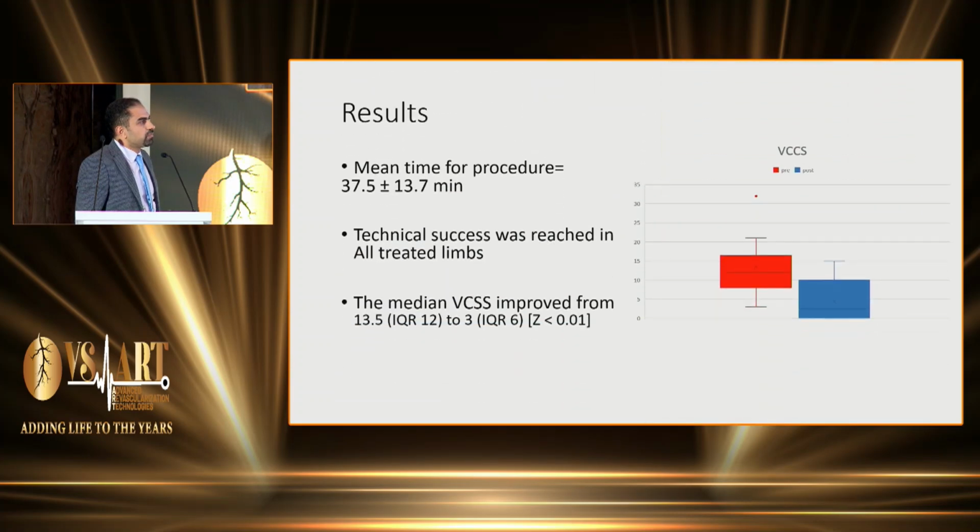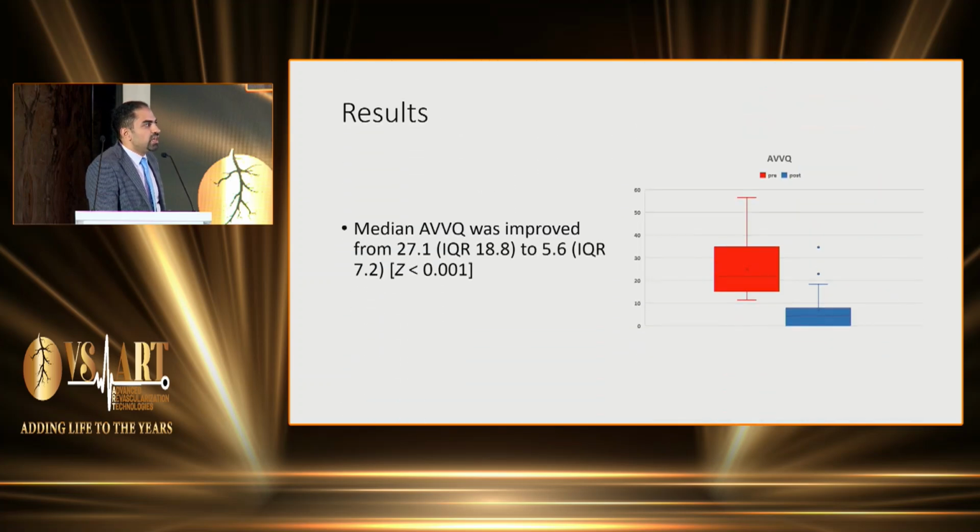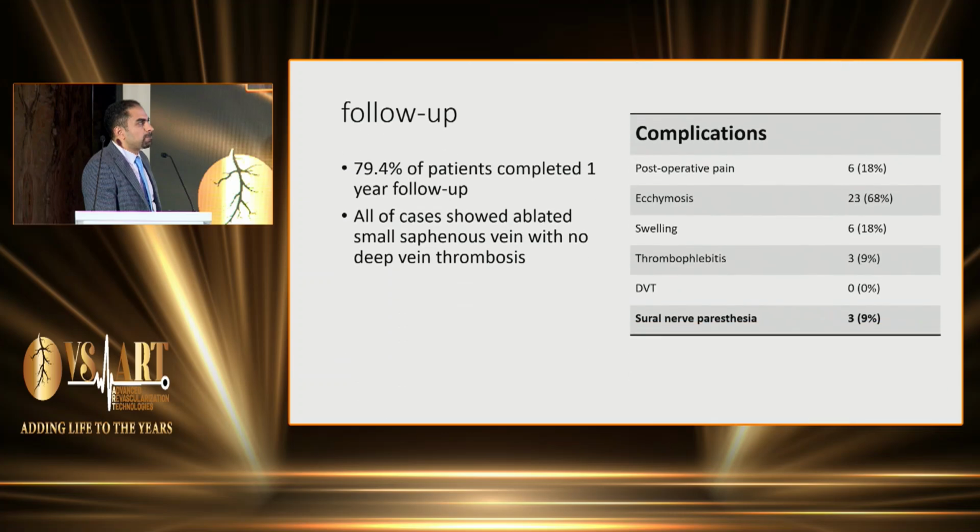This is the demographics, and this is the results. The technical success was in all patients. We did ablation for the small saphenous vein, and the venous clinical severity score decreased significantly at 1 month. Also, the AVVQ improved. On follow-up, 79% of the patients continued, and we found that none of them had recurrence. But we found an incidence of paresthesia, maybe from the sural nerve, in 3 patients.